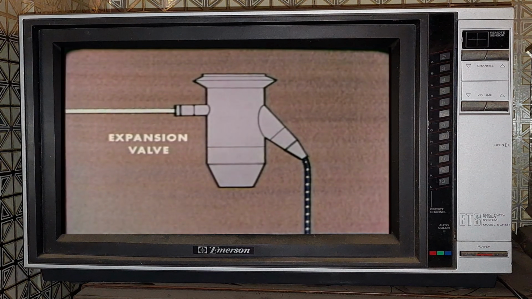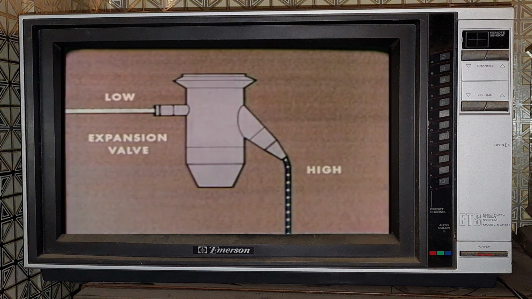This valve causes a pressure drop. The high-pressure liquid becomes a low-pressure liquid. This is like letting air slowly out of a balloon. The air in the balloon is still under high pressure, but the air that gets through expands and its pressure drops. In the same way, refrigerant that passes through the expansion valve expands, and its pressure drops.